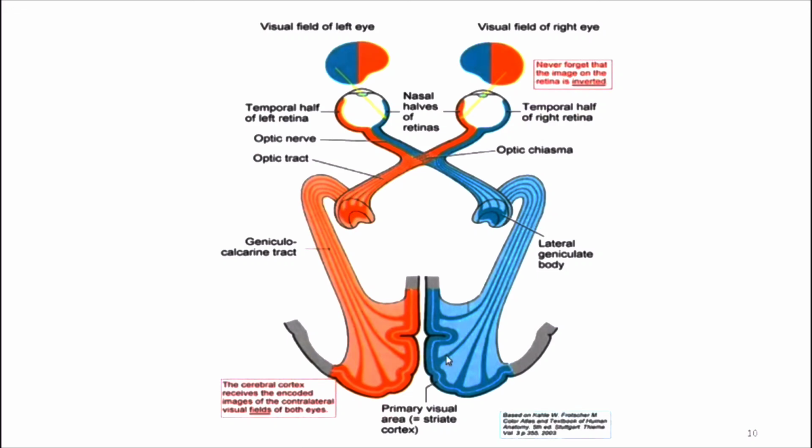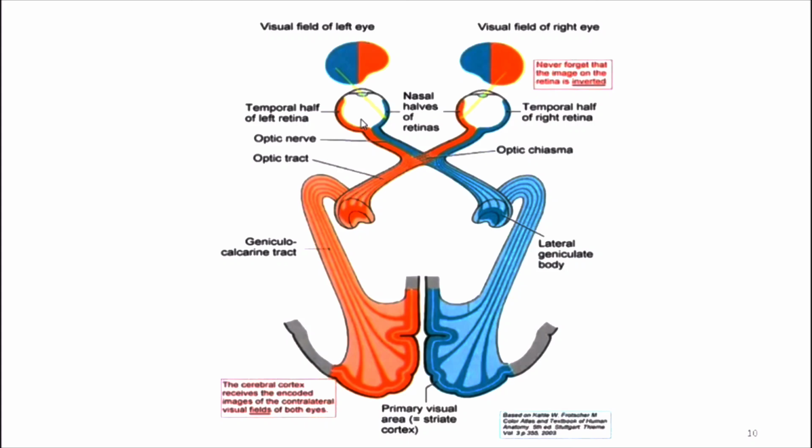Once more, we have two halves, the temporal half and the nasal half of the eye. The temporal half will go to the nasal part of the retina, and vice versa, the nasal half will go to the temporal half of the retina. And we have the visual receptors in the retina, the rods and the cones. The fibers from the visual receptors synapse with the bipolar cells of the inner nuclear layer of the retina.